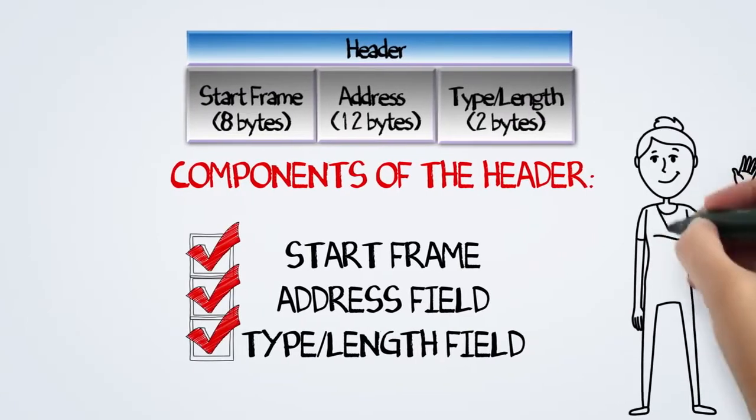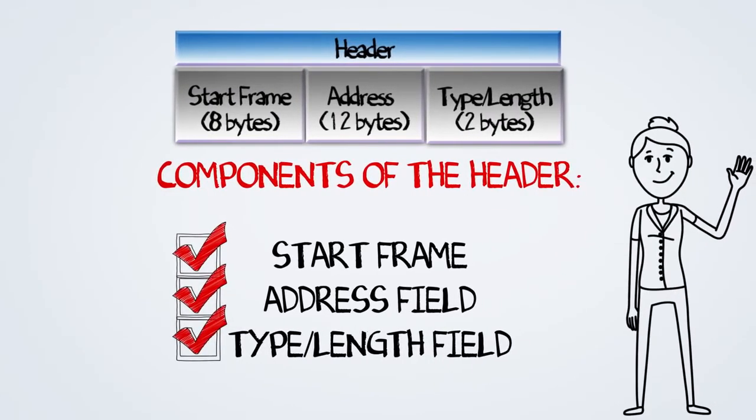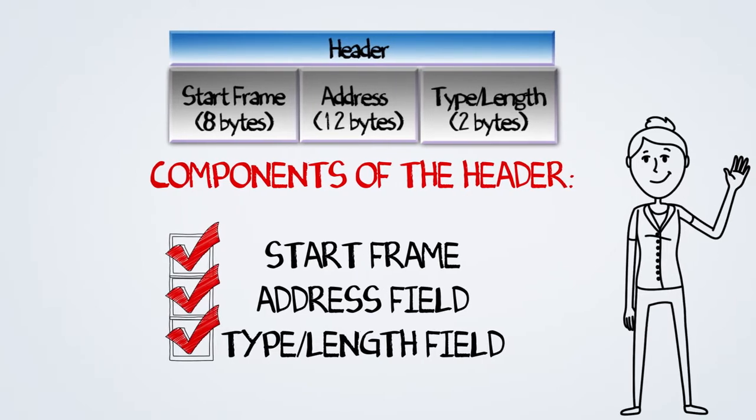Let's take a closer look at the header. Now, the header contains information that is specific to the type of network card and protocol being used. The header begins with a start frame, which signals the receiving device that the frame is on its way. The second component is the address field, which contains the destination and source address of the frame. The type length field is used to describe what kind of data is being sent, or the length of the frame.